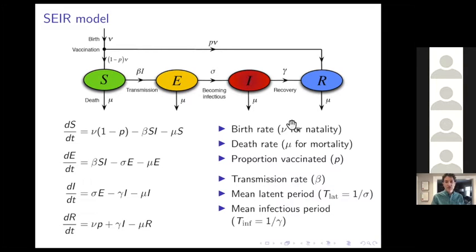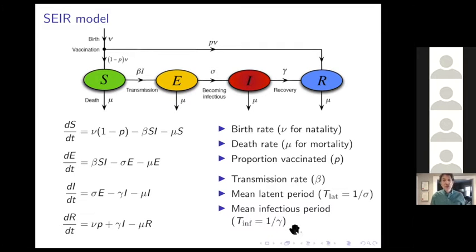So the parameters here are the birth rate, the death rate, the proportion of the population vaccinated if there's vaccination going on, and then the transmission rate, beta, and then there's sigma and gamma, which are rates, but they're easiest to understand in terms of their inverses. So the mean latent period, the mean time between when you get infected and when you can infect somebody else, is 1/sigma, and the mean time that you're infectious, ignoring the possibility that you die during an infectious period, is 1/gamma.